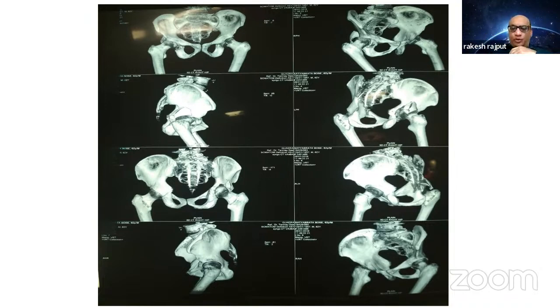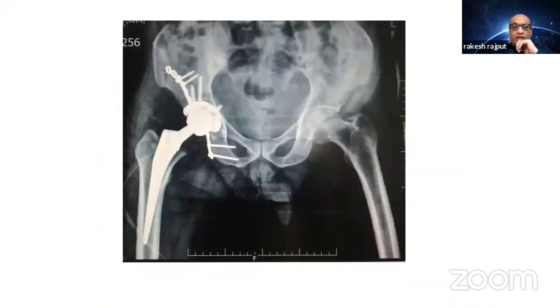So on one hand, I wanted to save it because this guy is in his very early 40s, but in this case, I was prepared for a THR. So when we opened this up, we realized that there was impaction, there was a very delayed presentation, and the head was really scratched. So we went ahead.